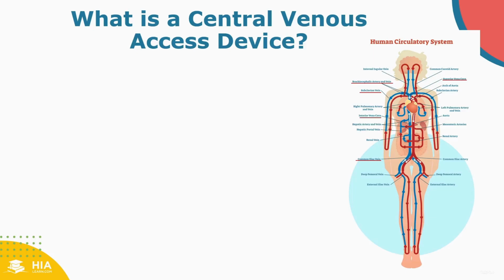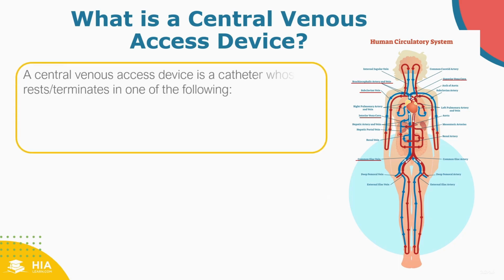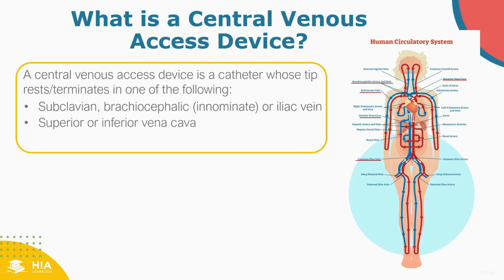First, let's talk about what a central venous access device is. A central venous access device is a catheter whose tip rests or terminates directly in the heart, the vena cava, or a vein in the central part of the body that leads directly into the vena cava, which leads directly to the heart. Common points of catheter termination include the subclavian, brachiocephalic, also called innominate, or iliac vein, the superior or inferior vena cava, or the right atrium.